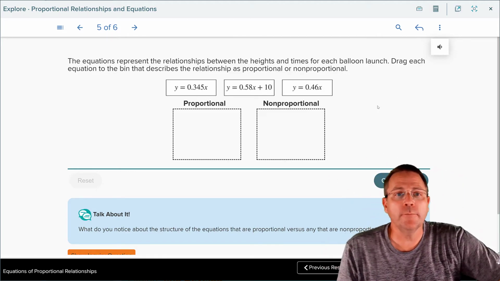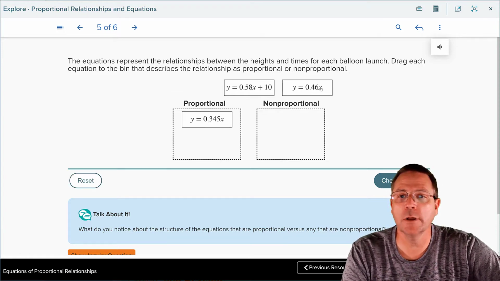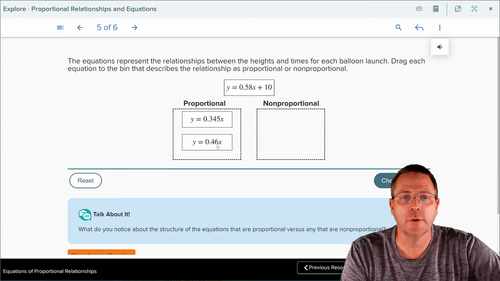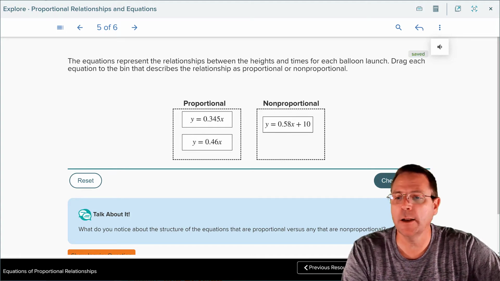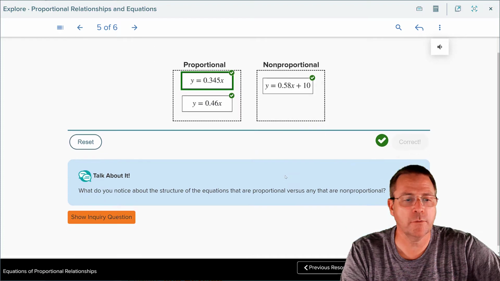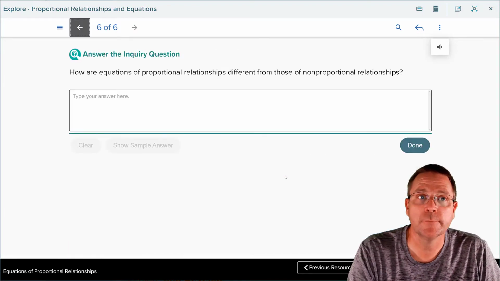Did you get it done? Well, the proportional ones were the ones that were not a plus or minus something. So these two ended up being proportional, and then the plus 10 ended up being non-proportional. Checking our answers, everything checked. We are off to a good start for this lesson.